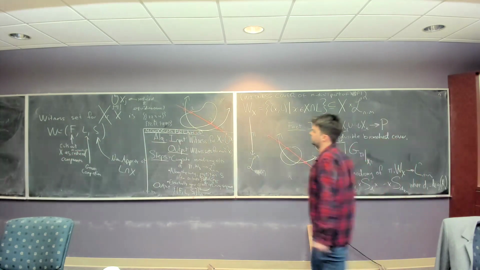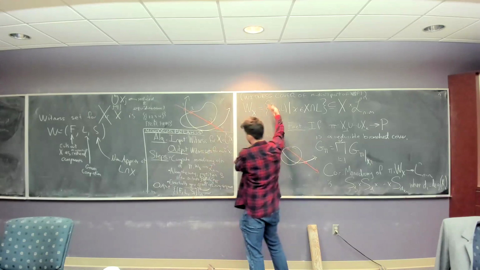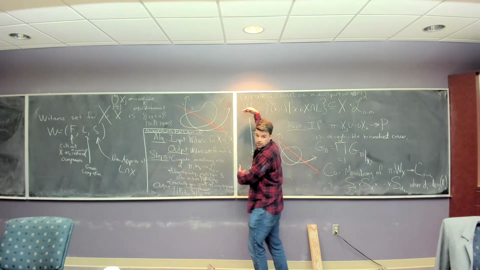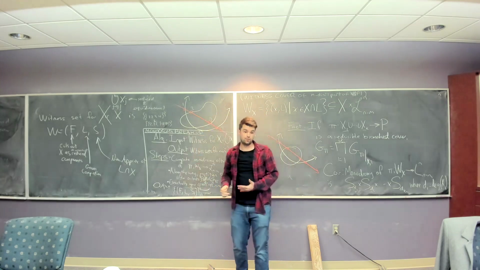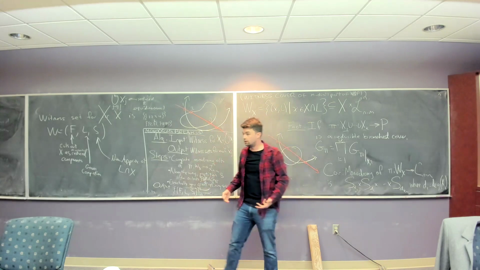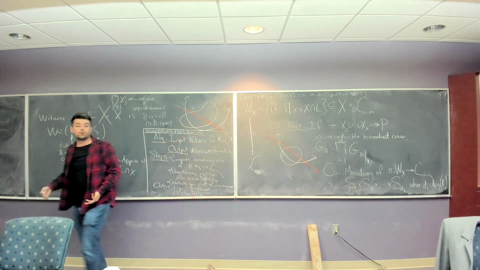If you're going to understand witness sets and how to go from polynomial system solving to actually being able to construct witness sets for irreducible varieties, which is really the fundamental object here, you need to understand monodromy.